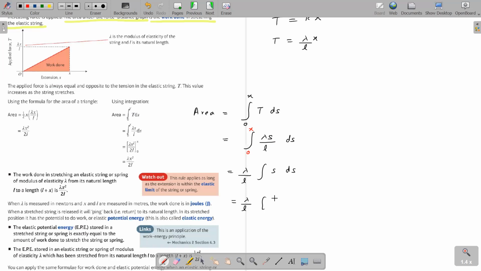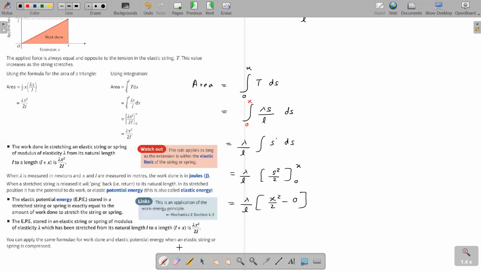What do you get when you integrate s? You add 1 to the power and divide, right? So s square over 2. Your limits are from 0 to x. Shall we replace? So when you replace, this is going to be x square over 2 minus, you replace s with 0. So do you see that you end up getting again lambda x square over 2L? Okay, so the work done in stretching the string is lambda x square over 2L.